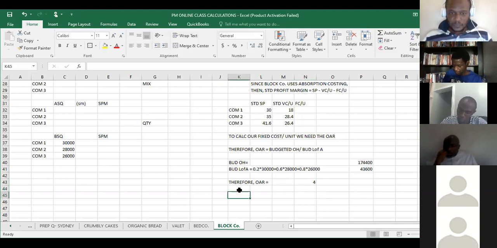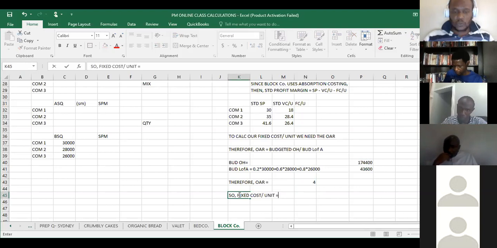And then our fixed cost per unit will be equal to the OAR multiplied by the hours per unit. What did they absorb it based on? They absorb it based on the hours. Machine hours. Machine time.